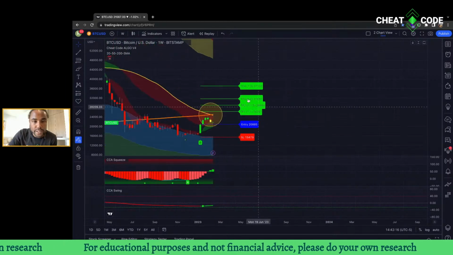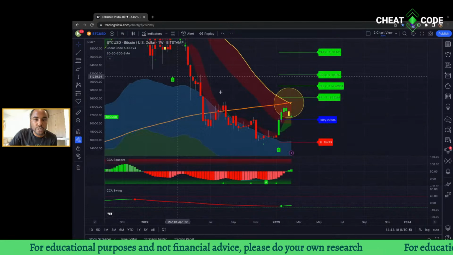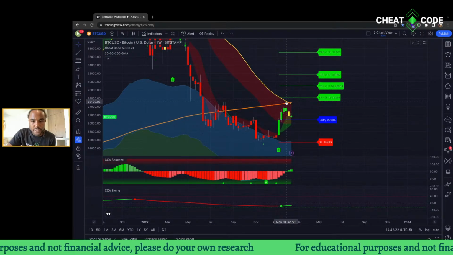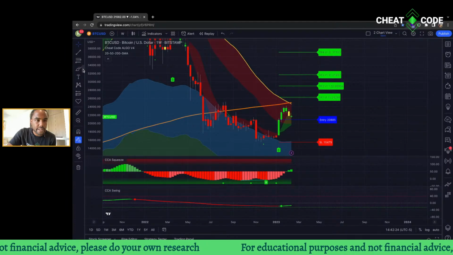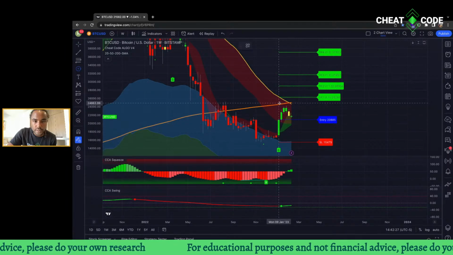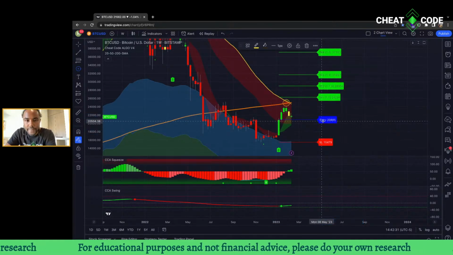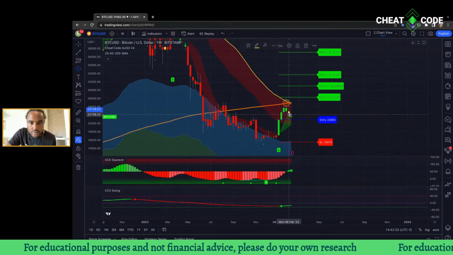You can see right here where it was approaching it. When we zoom in, you can see here. Let me remove this. You can see this red indicator here. Let me put a little circle on it so you can see it. This red indicator right here. And then you've got this yellow caution candle, right?